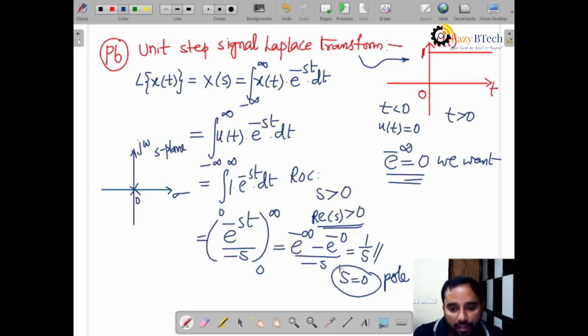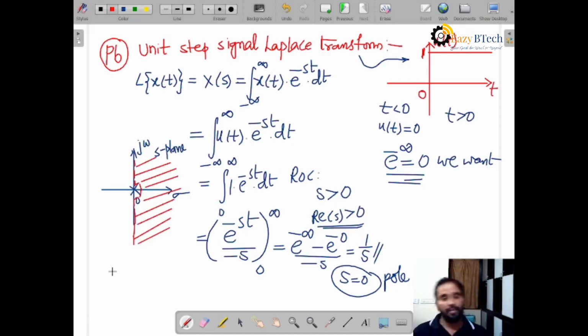Now the real part of s is greater than 0, so I am plotting the ROC now. So s is equal to 0 is excluded, and the region is greater than 0. This is the greater than 0 region. So this is the ROC: the real part of s is greater than 0. Right?